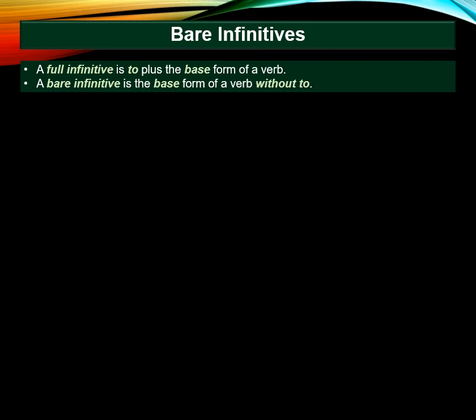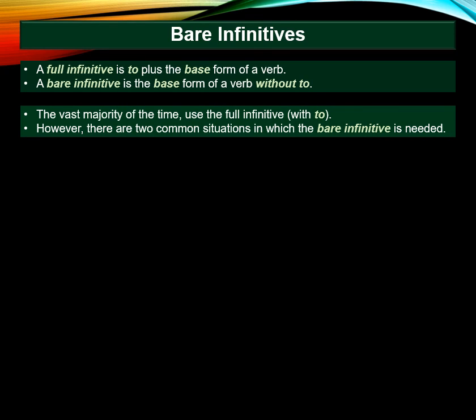Finally, let's talk a little bit about bare infinitives. A full infinitive is to plus the base form of a verb. A bare infinitive is the base form of a verb without to. Almost always use the full infinitive with to. Help is the only time that to is optional. However, there are two common situations in which the bare infinitive is needed.